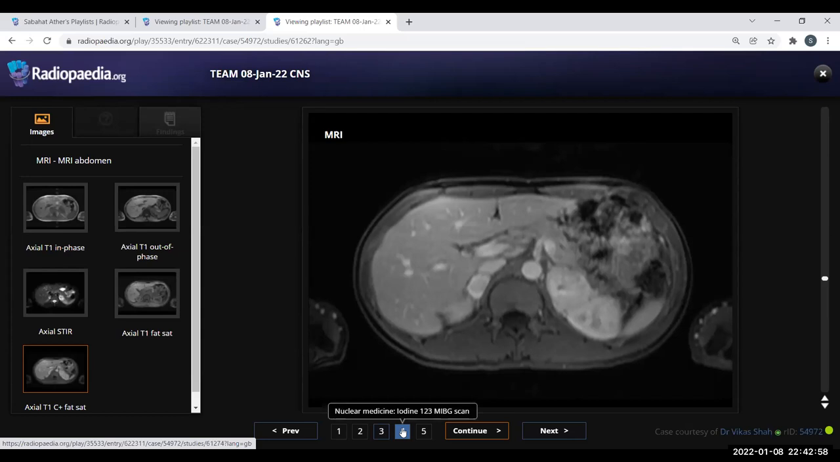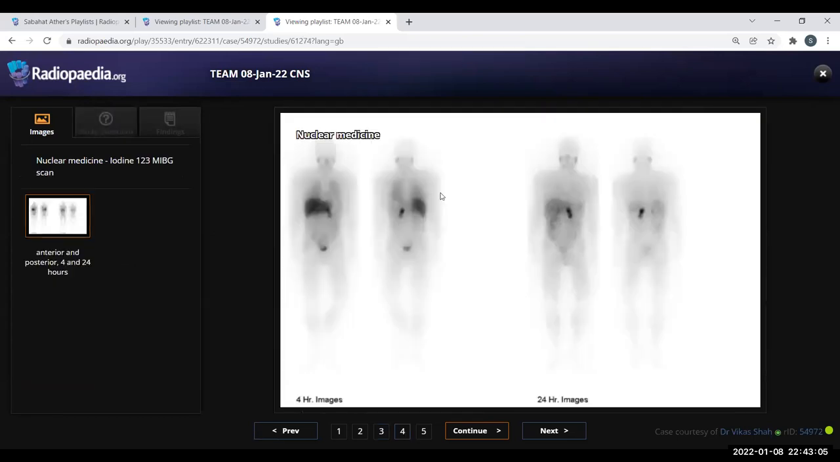Just to reconfirm, you're absolutely right. What else? Ultrasound maybe? CT scan, nuclear medicine scan to see the uptake. Iodine, this is MIBG. Excellent. Yeah. Okay, so you're absolutely correct. This is von Hippel-Lindau syndrome. It's a multi-system disorder, right?